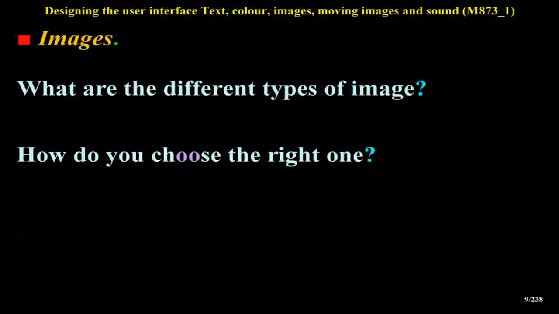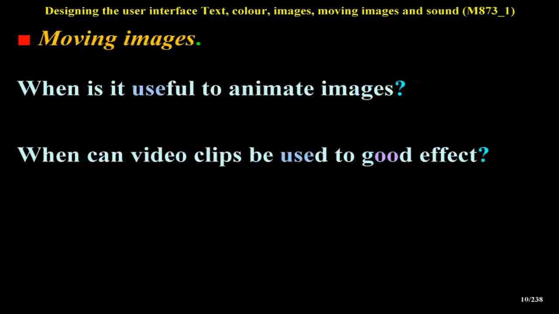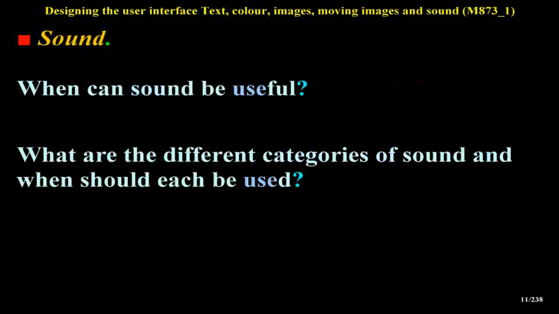Images. What are the different types of image? How do you choose the right one? Moving images. When is it useful to animate images? When can video clips be used to good effect? Sound. When can sound be useful? What are the different categories of sound and when should each be used?